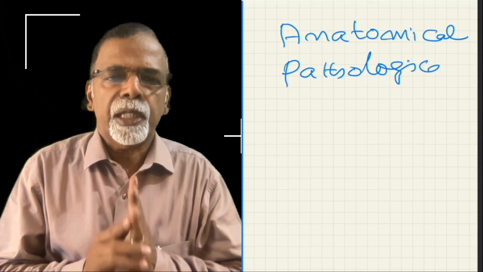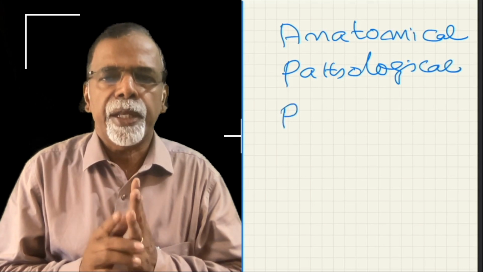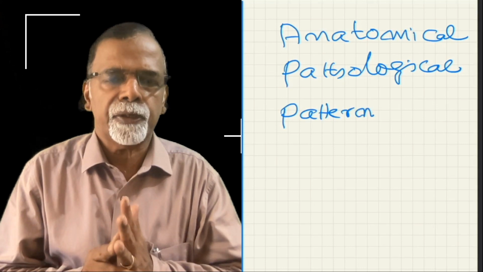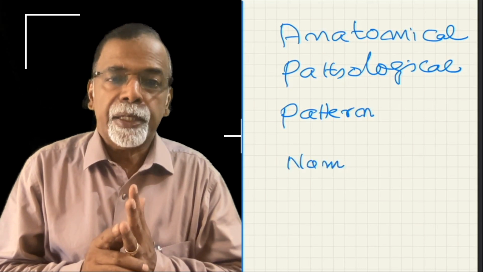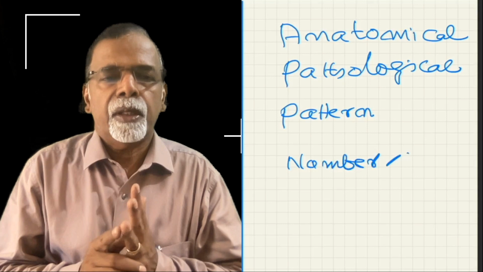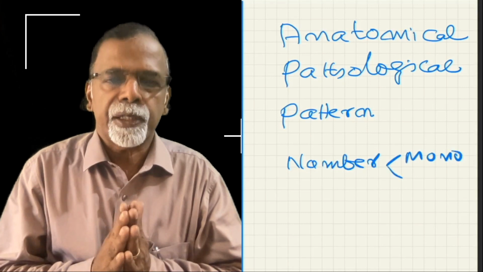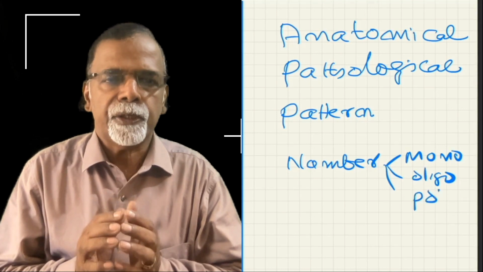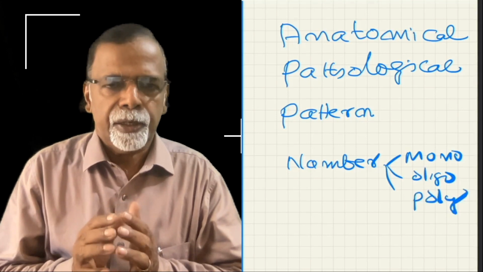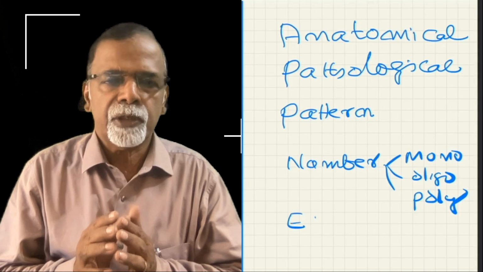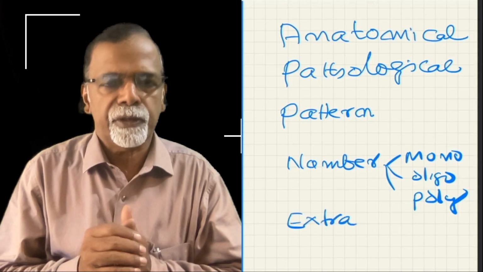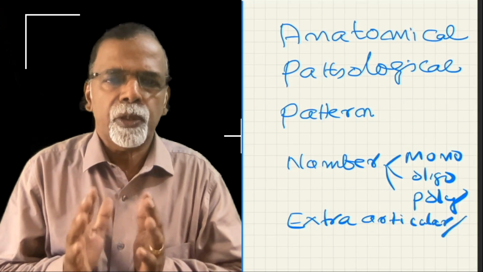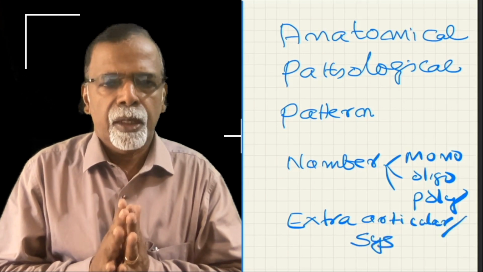Fourth, you think about the joint involvement in number. That is, is it a monoarthritis, oligoarthritis or polyarthritis? And the pattern and symmetry. And fifth, you identify the other signs and symptoms related to the disease or separate, that is systemic manifestations and extra-articular manifestations. These are the steps by which you go to the diagnosis.